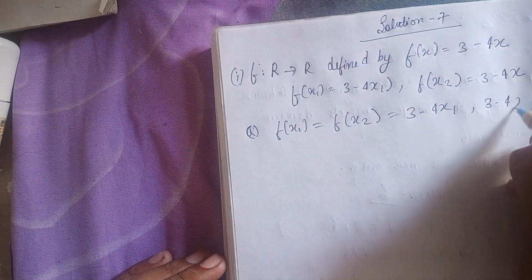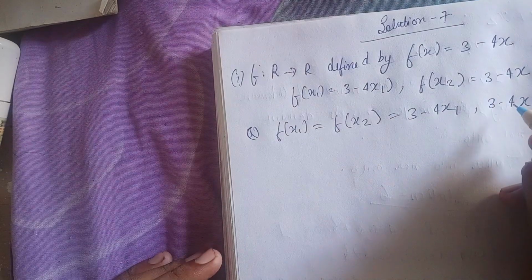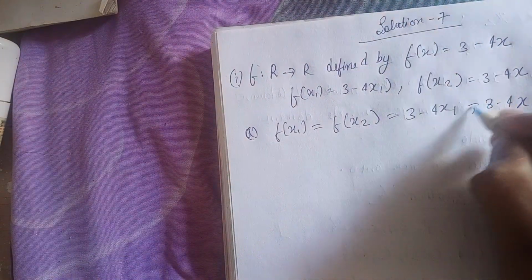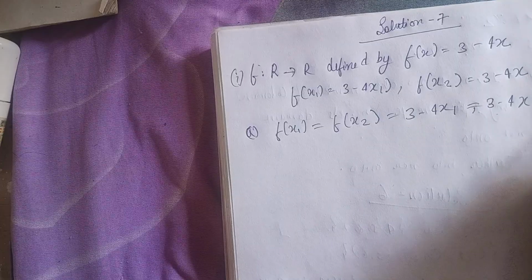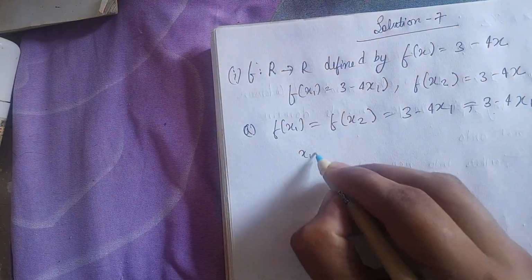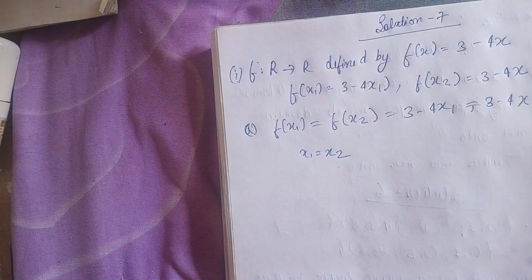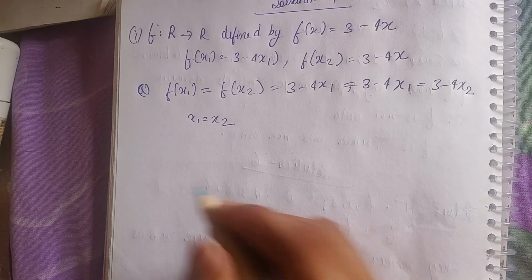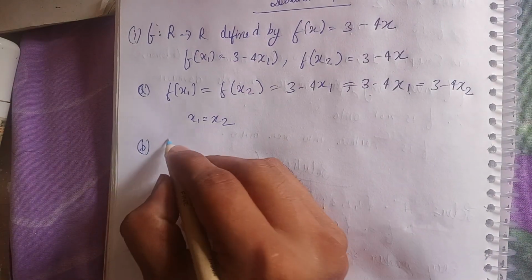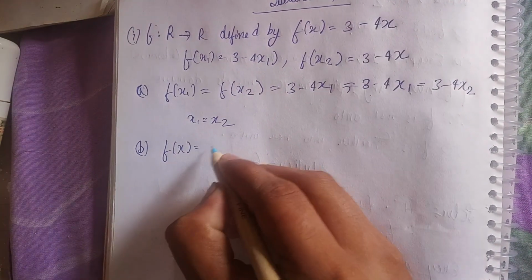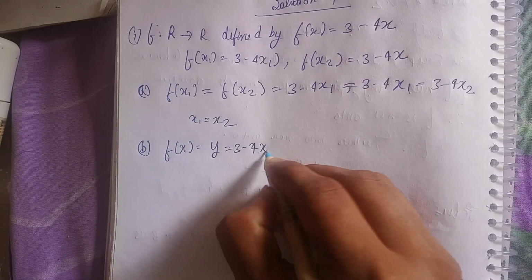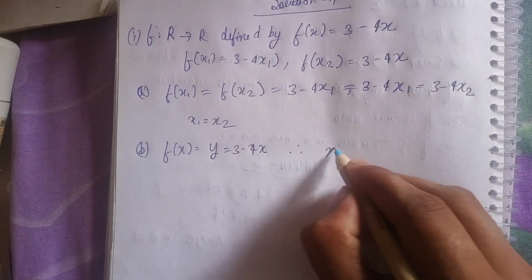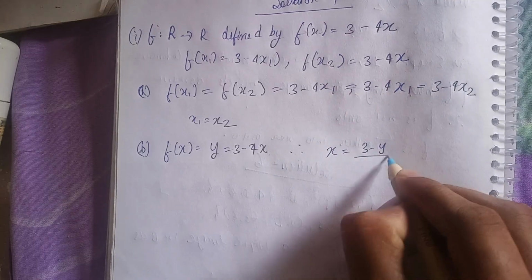3 minus 4x1 is equal to 3 minus 4x2. Therefore, x1 is equal to x2. Now for onto: f(x) = y = 3 minus 4x, so x is equal to (3 minus y) upon 4.